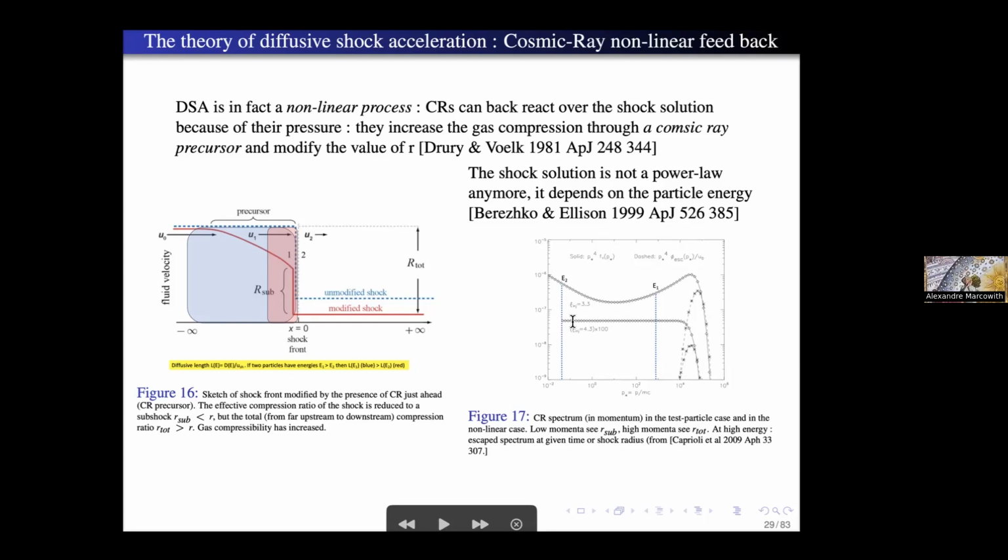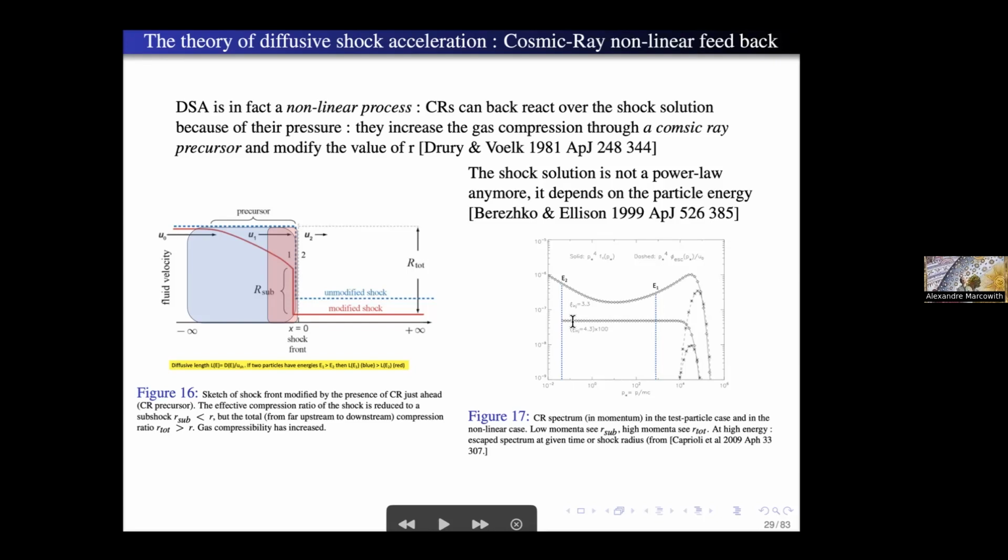So here's the picture. You have in dashed blue the unmodified shock here. Then if you add cosmic rays, they modify the inflow. In fact, you have cosmic rays at the shock with some pressure, so they start to back react on the inflow. And then the shock itself is reduced to what you call a subshock, which is smaller than the unmodified shock. It's smaller than 4 for a strong shock.